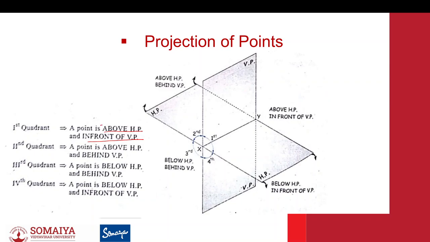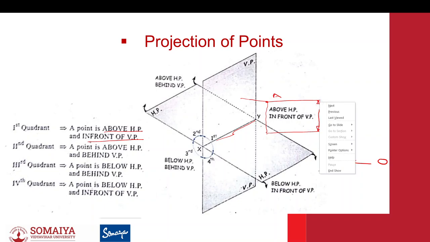So in reference to the position of point in the first quadrant, we will always have to look for these two words. Above HP, that is how much distance the point is above this XY line. When the observer is here, this is the observer position, the observer will be able to see the position of point which is in the first quadrant. Let us say this is our point A. So this is the distance from the HP that we will be looking for, above the HP.